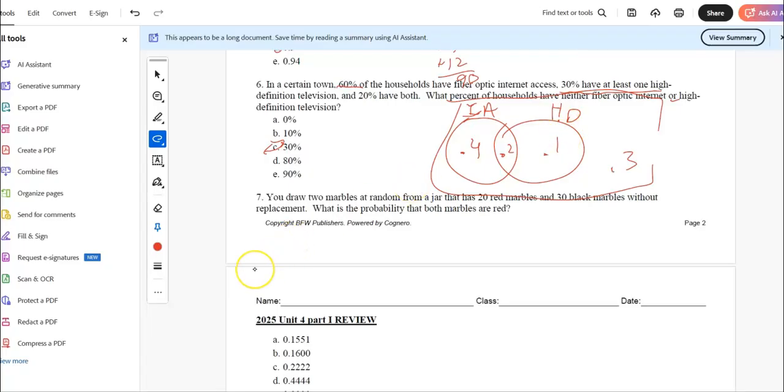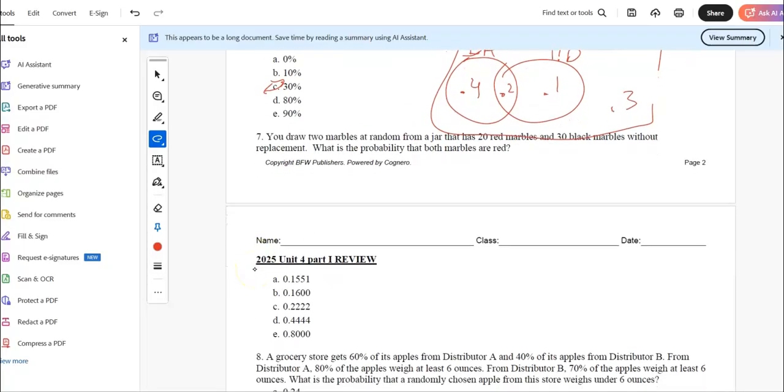You draw 2 marbles at random from a jar that has 20 red marbles and 30 black marbles without replacement. What's the probability that both marbles are red? So the first marble is red. These are dependent events. So 20 out of 50, but these are not independent, so I can't just multiply by 20 over 50. I'd have to do 19 over 49, whatever that is. And I think that would give us the answer of A.